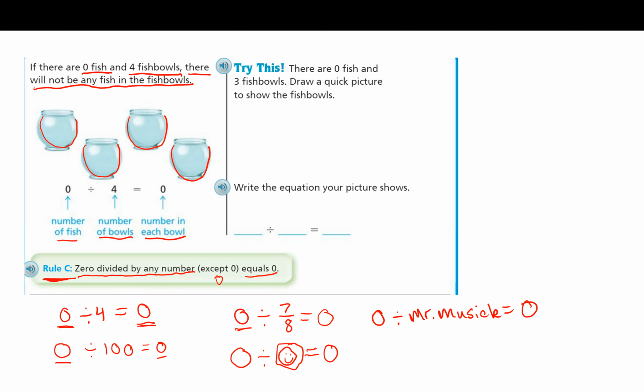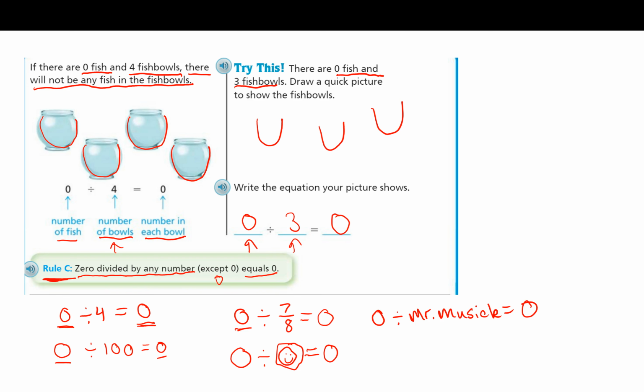So let's go back into your book now and let's look. There are 0 fish and 3 fish bowls. Draw a picture to show the fish bowls. Okay, 0 fish, so good. Mr. Music doesn't have to draw any of those fish that he's really bad at. 3 fish bowls. There's 1, 2, 3. I don't put any fish in any of the fish bowls. So our first number of fish goes here. There are no fish. Number of fish bowls is our second number. There are 3 fish bowls. And how many fish are in each bowl? Well, there's none here, there's none here, and there's none here, for a big 0.